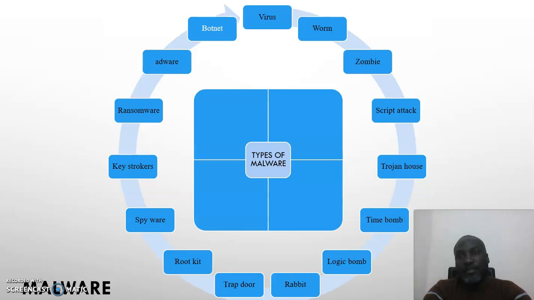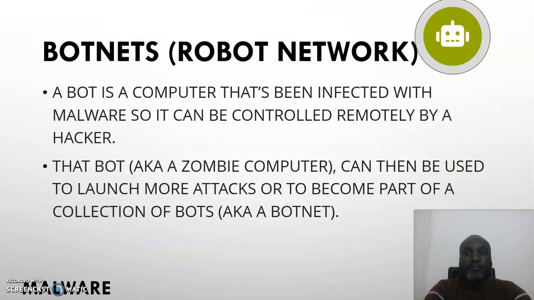Now we have a table that is showing types of malware that exist, and there could be many more, but these are the ones that are very common. So we'll look at some of them in detail, or others will just be mentioned as lessons unfold. This one we'll start with is what we call the botnets, or the robot network. Now, a bot is a computer that has been infected with malware, so it can be controlled remotely by a hacker. That bot can be used to launch more attacks or to become part of a collection of bots.